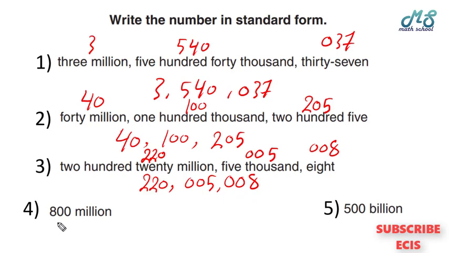Number 4, 800 million. Just write 800 and we have million. Million means 6 zeros. So we have to write two groups of zeros: 1, 2, 3, 1, 2, 3. So the number is 800 million. Next, 500 billion. Just write 500. You have to write three groups of zeros. So we have 9 zeros. Billion means 9 zeros: 1, 2, 3, 1, 2, 3, 1, 2, 3. So we have 500 billion.